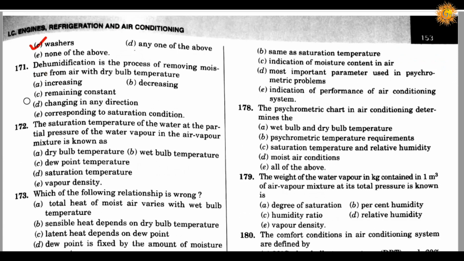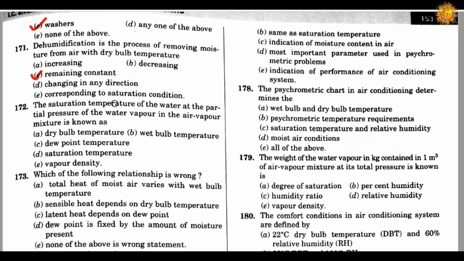Question number 171. Dehumidification is the process of removing moisture from air with dry bulb temperature: option A, increasing; option B, decreasing; option C, remaining constant; option D, changing in any direction; option E, corresponding to saturation condition. So the correct answer is C. It will be remaining constant.